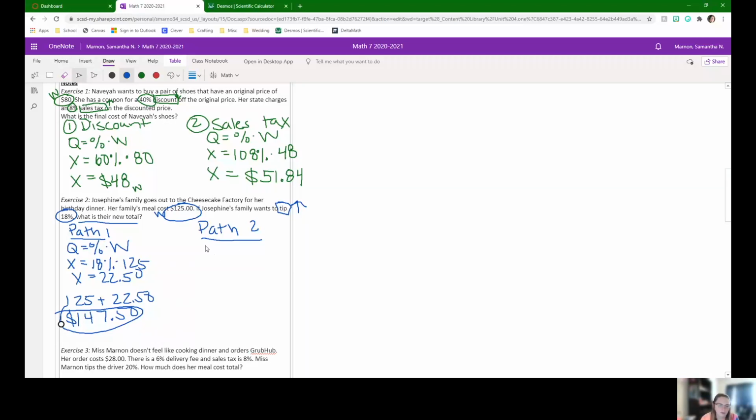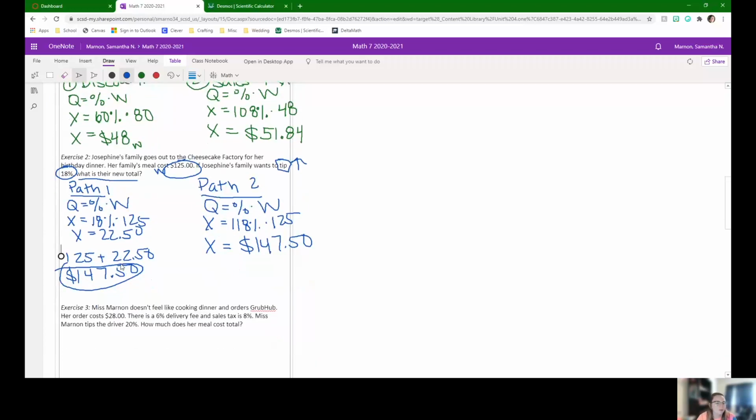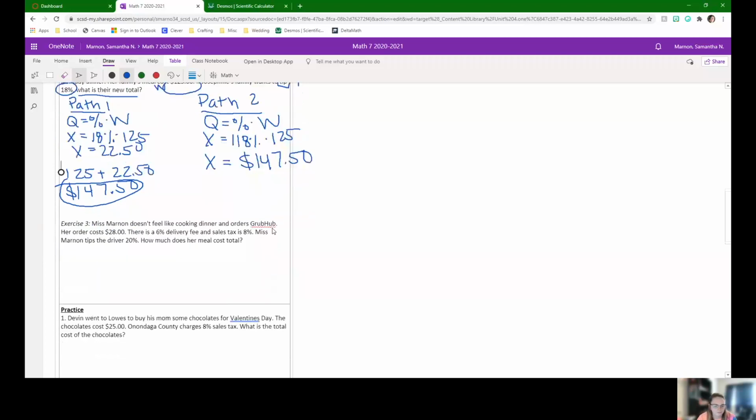The other way we can do it is all in one step. Quantity equals percent times whole. So instead of finding just the tip amount, I want the total with the tip. I'm going to use 118% times 125. So if you don't have a percent key on your calculator, you can use 1.18 times 125. You're still going to get the $147.50. So 2 ways we can do tax and tip. Doesn't matter which way you do it, both got us the right answer.